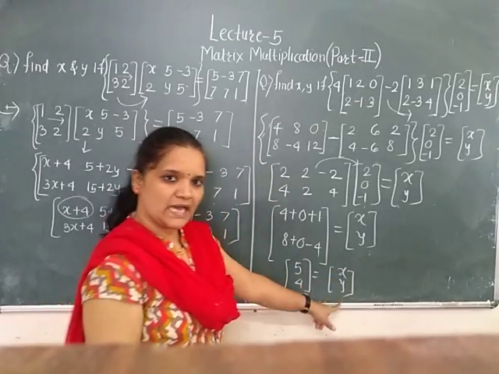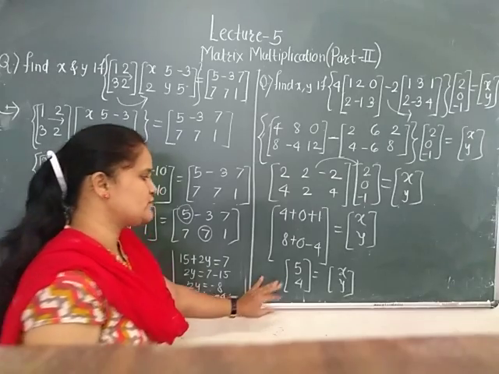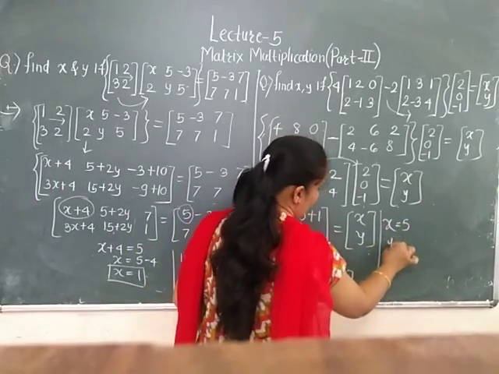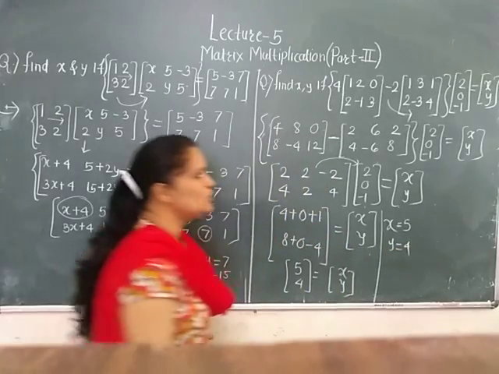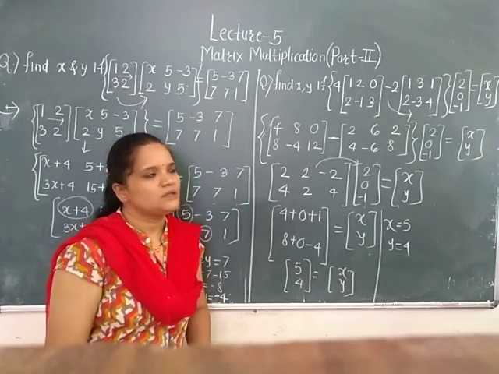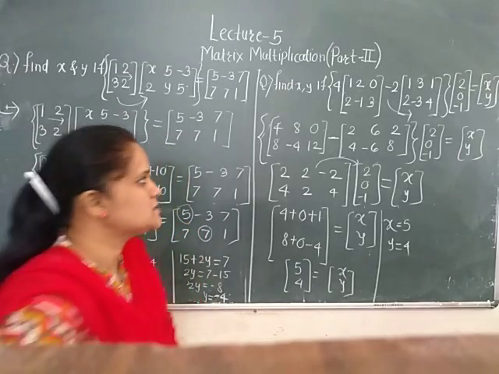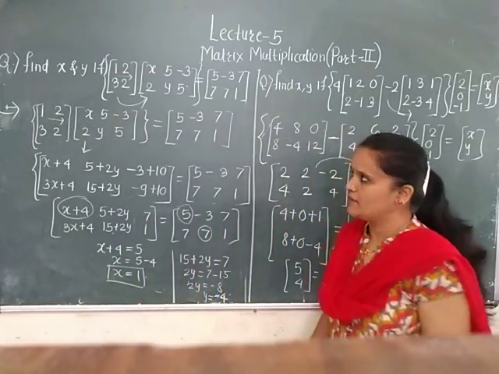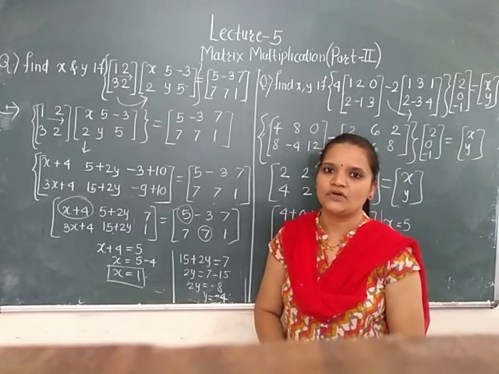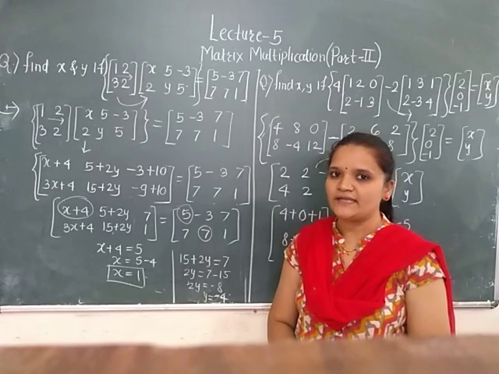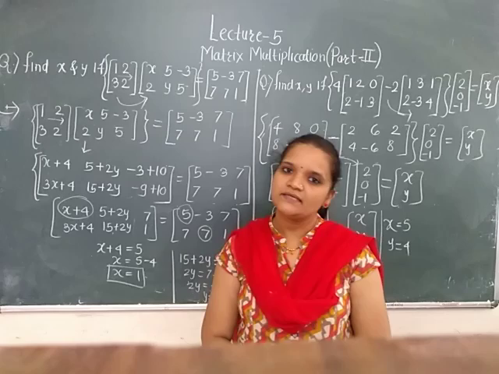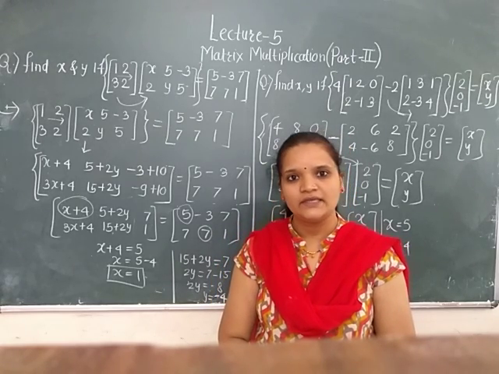Now these two matrices are equal, therefore their corresponding elements will be equal. So I can write here x is equal to 5 and y is equal to 4. So in this way we have completed these two questions here. Now let's come to the end of this lecture. In this lecture we have studied multiplication, various examples on multiplication of matrices. Now in the next lecture we shall study the transpose of a matrix. Let's start this topic in the next video.